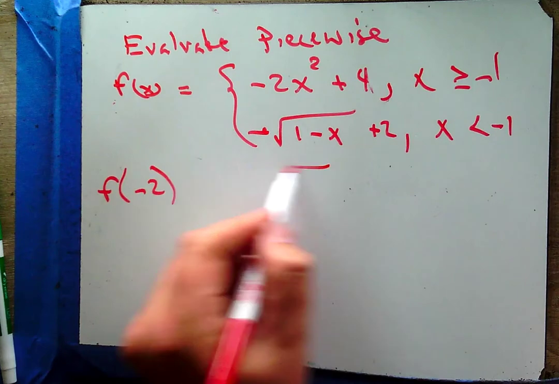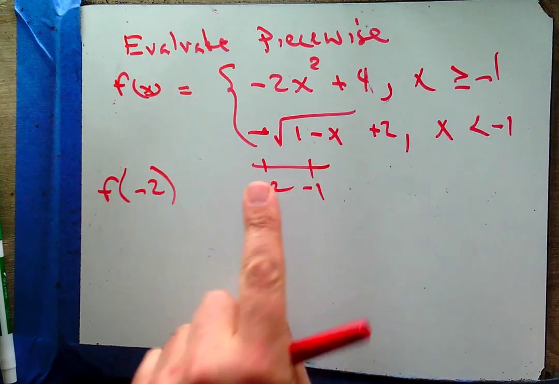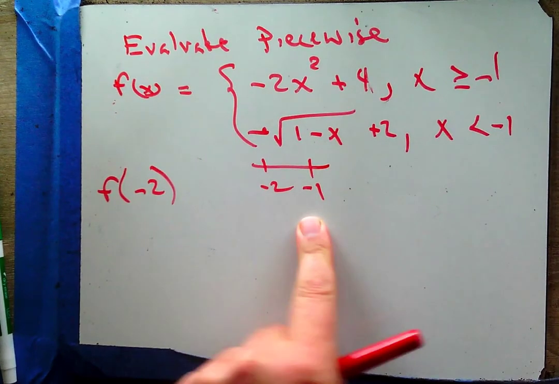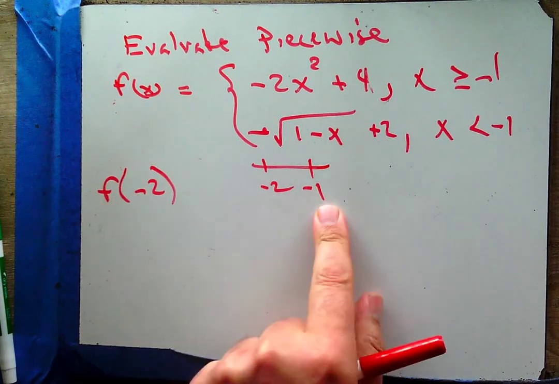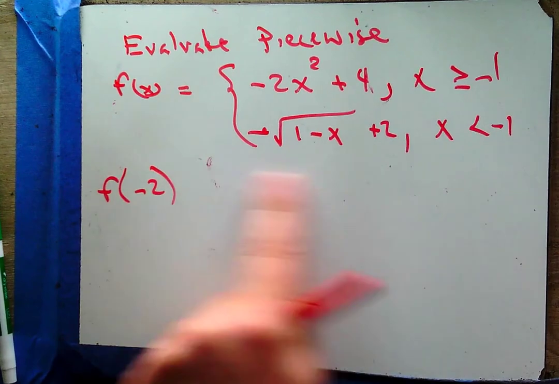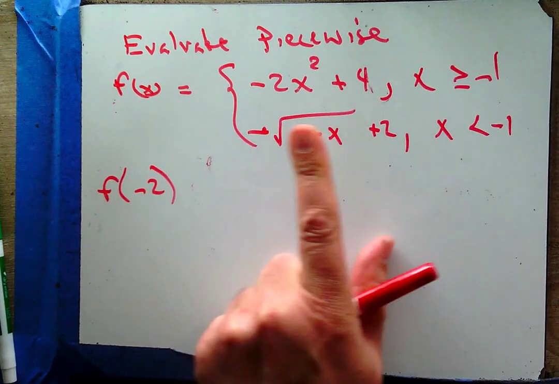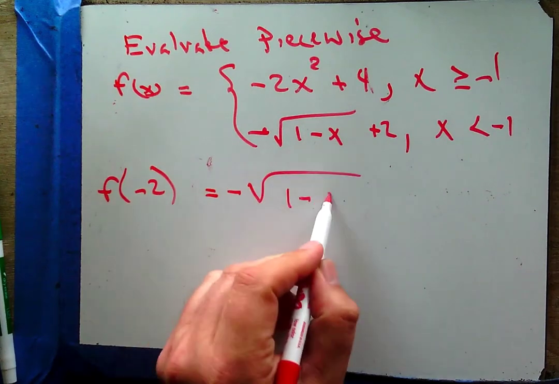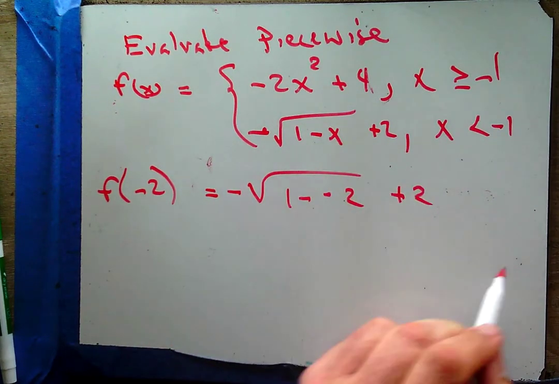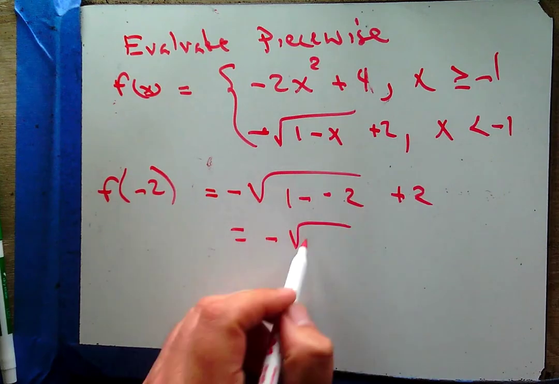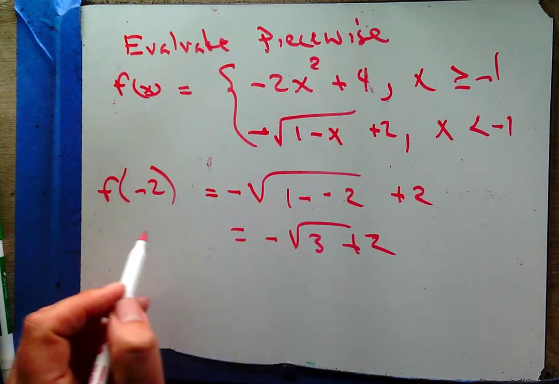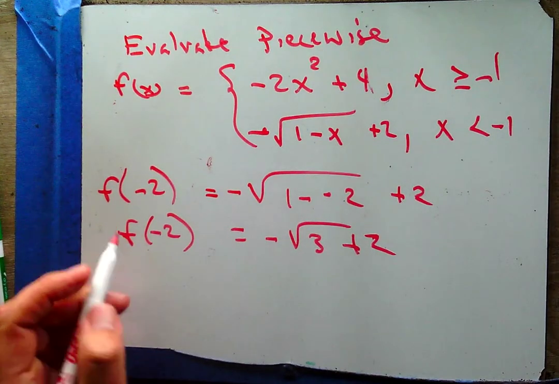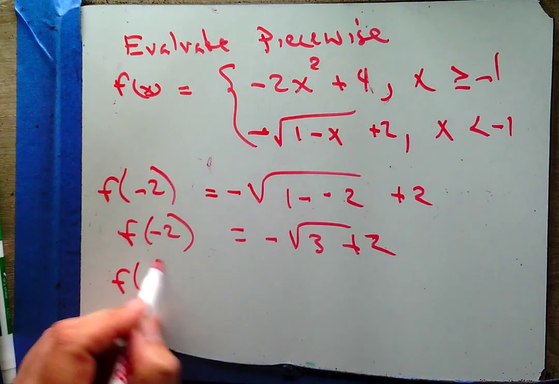Well, when I think about negative 2 on a number line, it comes to the left. And I know the thing on the left is smaller than the thing on the right. So this is smaller than that, which means this is my domain. And since that's my domain, I use this piece. Negative square root of 1 minus negative 2, plus 2. That's negative square root of 3 plus 2. There's f of negative 2. Okay? What about f of 0?